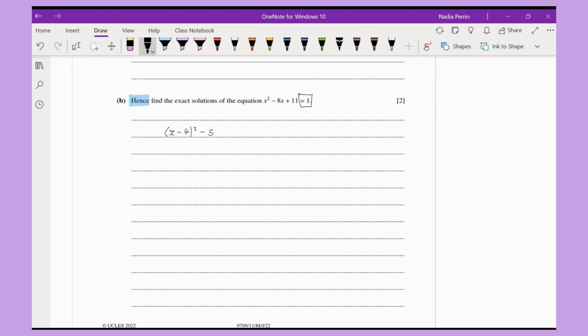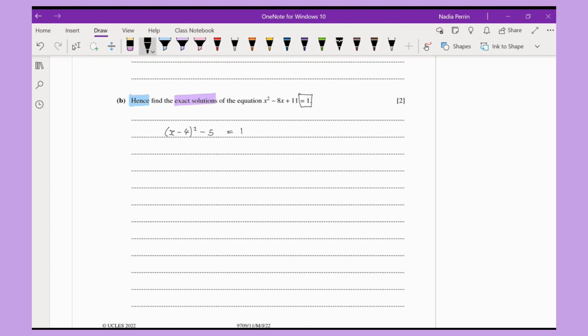Notice that on this side, it is now equal to 1. So we're going to put equal to 1. And it wants us to find the exact solutions. Exact solutions means that it needs to be in surd form or in terms of pi. Surds meaning square roots, okay? So you're not going to give decimals, you're going to give the exact value.